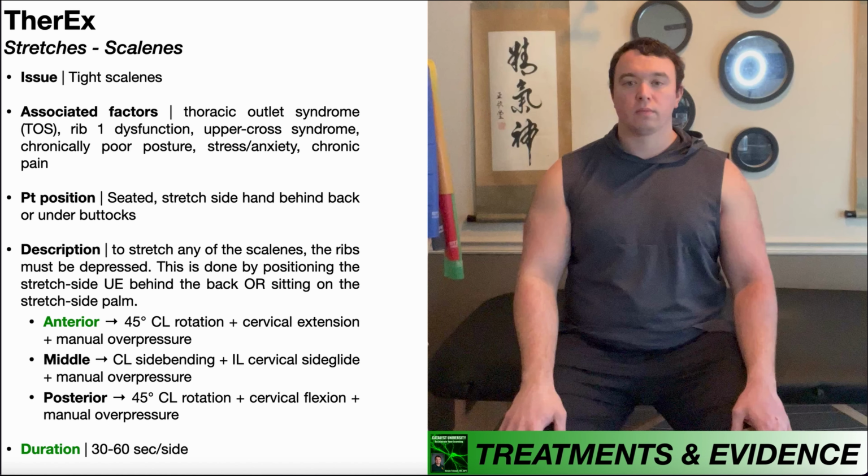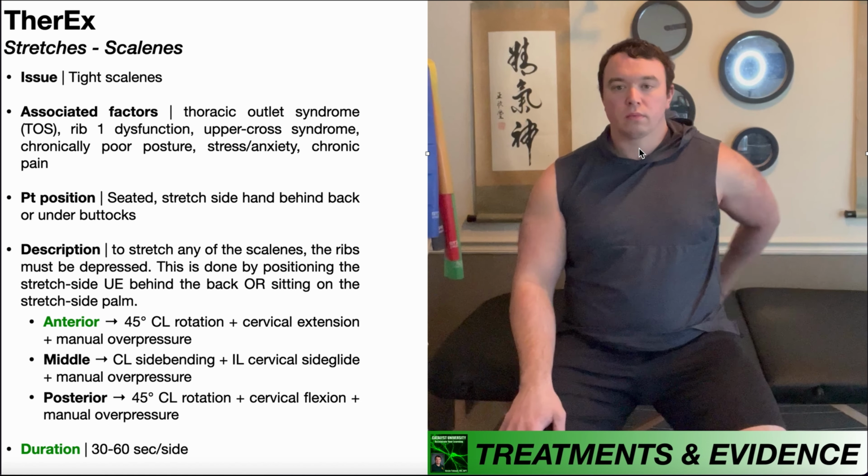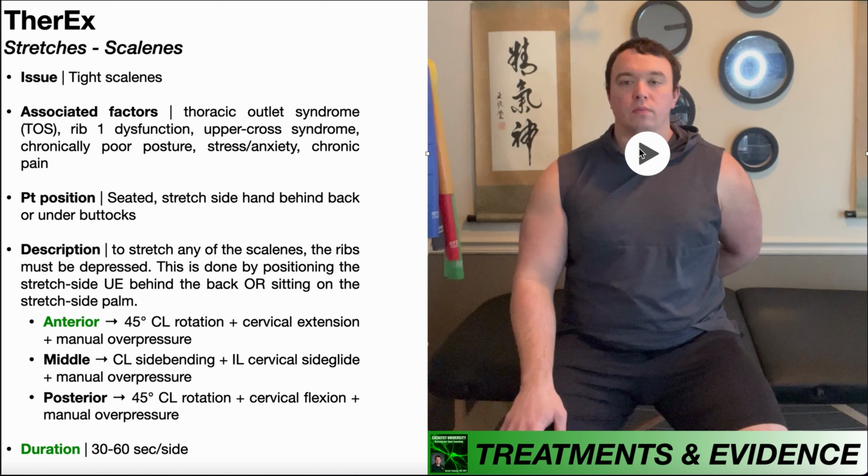To stretch any of the scalenes, the patient will be seated and the ribs must be depressed on that side. In order to depress the ribs, the patient can put the stretched side upper extremity behind the back, as you see here. Alternatively, they can also sit on their hand with the palm facing up. Either of these maneuvers depresses the scapula and the upper ribs. So because my left upper extremity is behind my back here, I'll be stretching my left scalenes.